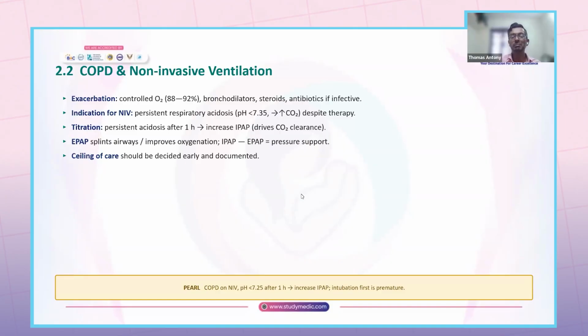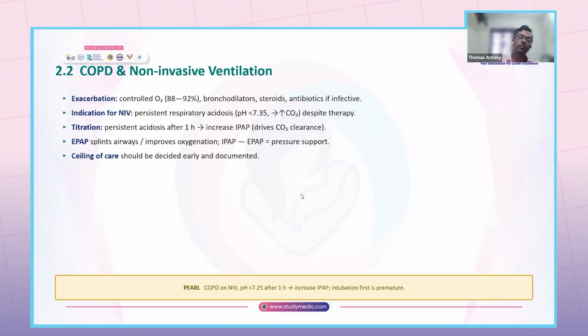We have EPAP, which splints airways. So this will keep the airways open. So when the patient breathes out in COPD, the alveoli collapse early. So if you have EPAP, it will act as a splint. Okay, so this improves the oxygenation. So the concept is, okay, the NIV, I hope you know what an NIV is. NIV has an IPAP and an EPAP, which we call the BiPAP. So we have an EPAP and an IPAP.